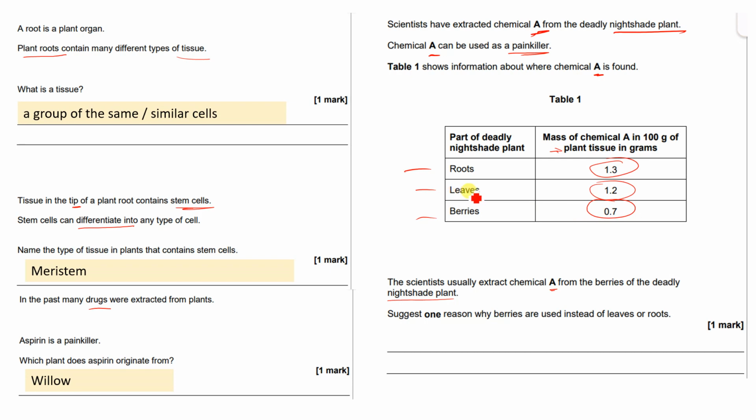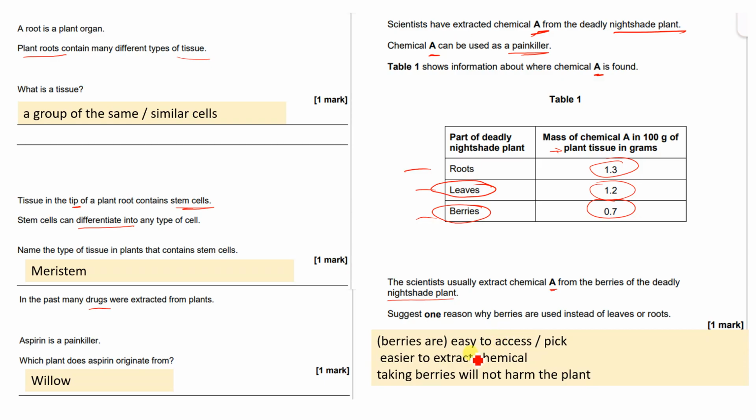Because if you use the leaves, it will definitely damage the plant. If you cut them off, the plant will not be able to photosynthesize. Berries can easily be extracted and it will not harm the plant. So, easy access. You can easily extract chemicals, and berries will not harm the plant other than where you remove the root and the leaves.